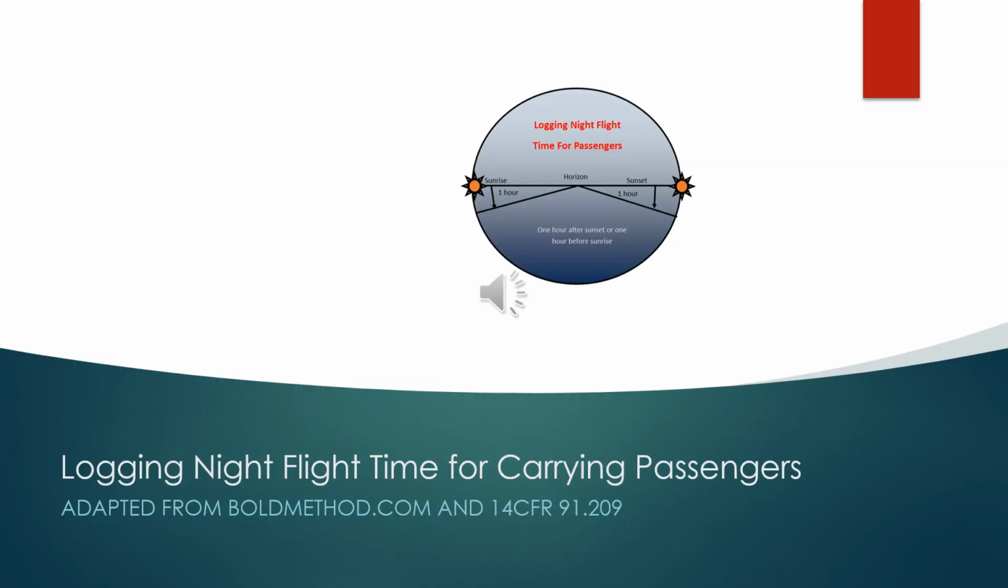Now for logging night flight time to carry passengers, we're not going to be talking about what the degrees are. They actually state 1 hour after sunset or 1 hour before sunrise. Again, adapted from boldmethod.com. I like the way they did it, so I redrew it to fit for me.